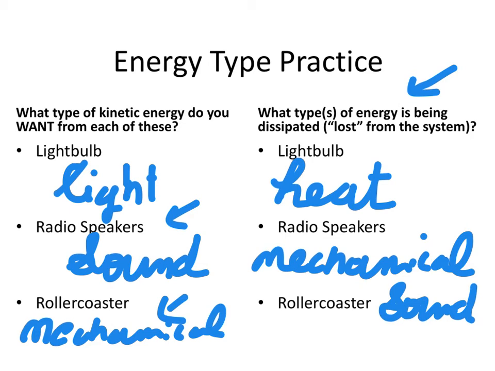And if you felt the track, you would feel some heat after the roller coaster passes. And if it's not too well designed, you might even see a spark and get some light, which can happen when friction really builds up. Sometimes you can actually produce sparks. So that's a little bit of energy type practice.